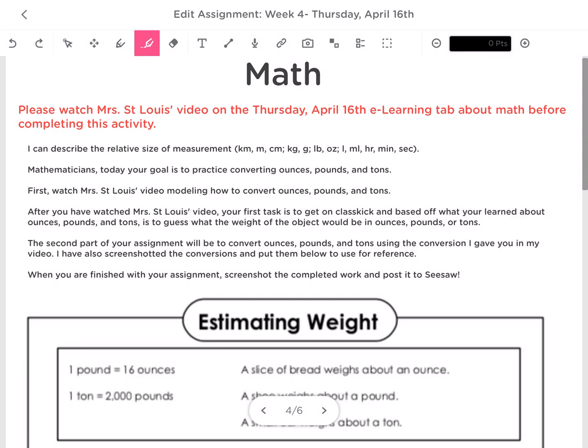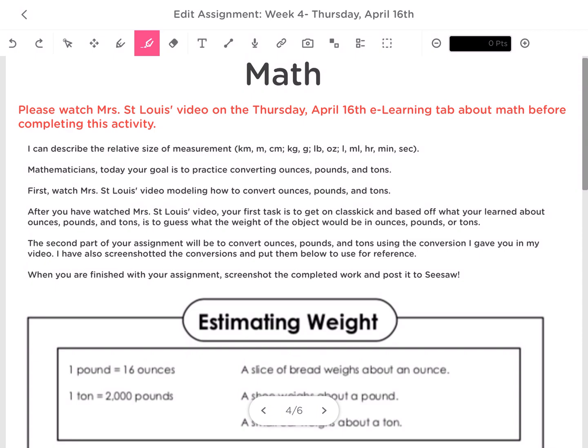We have been talking about conversions and we're going to move on to our next one today. We are still focusing on being able to describe the relative size of measurement. Today, our goal is to practice converting ounces, pounds, and tons. After you've watched my video, you're going to come on Class Kick and do your work with ounces, pounds, and tons.